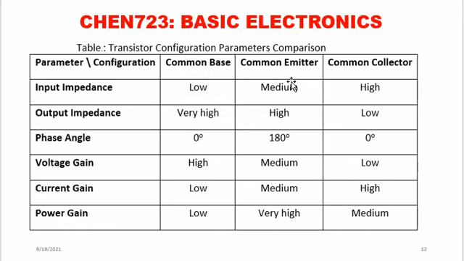We need to remember this. For output impedance, for common base is very high, for common emitter is high, and for common collector is low. Then we have phase angle. What we mean by phase angle is the angle between the current and the voltage. Are they reaching maximum and minimum at the same time? If yes, then the phase angle is 0. But if they are not reaching maximum and minimum at the same time, we say we have a phase angle, and that phase angle ranges between 0 to 360.